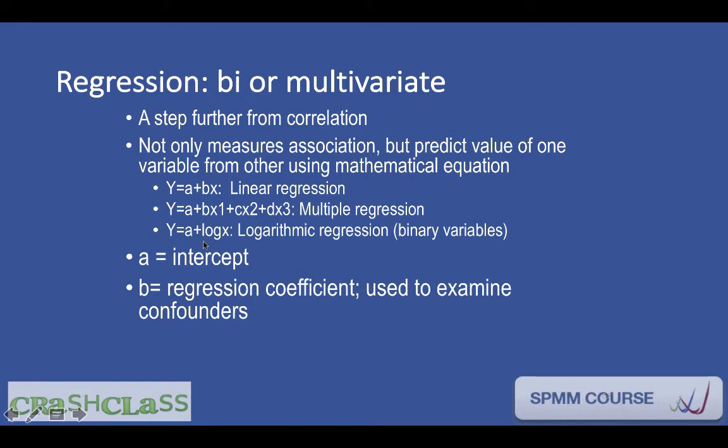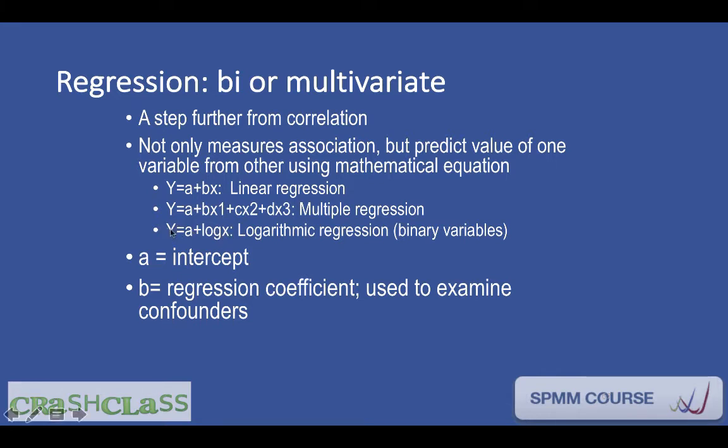What is this? Y is equal to A plus logarithm of X. This is called logistic regression or ordinal regression. This is used if one of the variables that you are dealing with is non-parametric or ordinal. Okay, so let's say X here is an ordinal variable. What is ordinal? Ordinal means it has order. It doesn't have a quantifiable number. It's only an ordinal value.